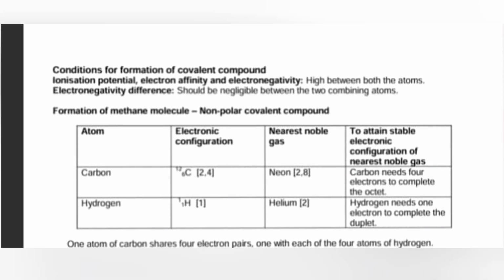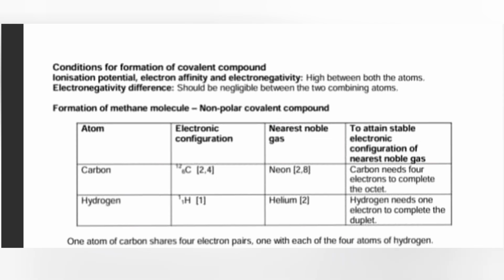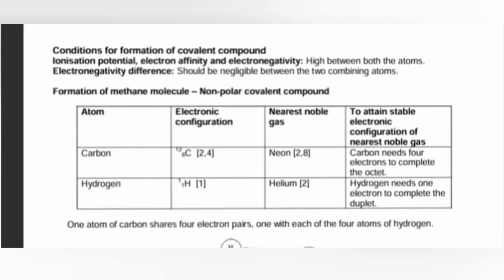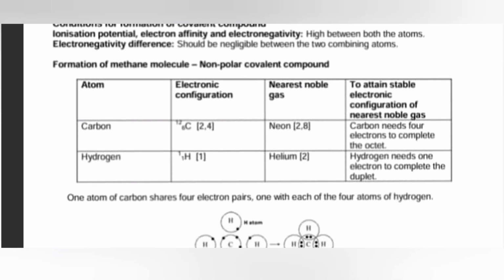The electronegativity difference should be negligible between two combining atoms. So for atoms like carbon and hydrogen, the configuration of carbon is 2, 4. The nearest noble gas is neon, so carbon needs 4 electrons to complete its octet. Hydrogen has configuration 1, nearest noble gas helium, so hydrogen needs only 1 electron to complete its duplet.